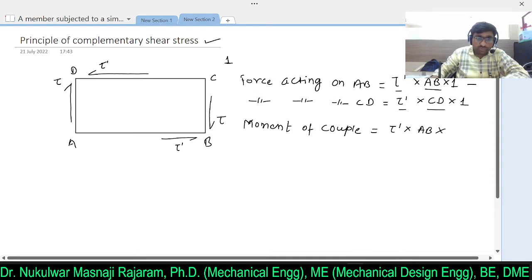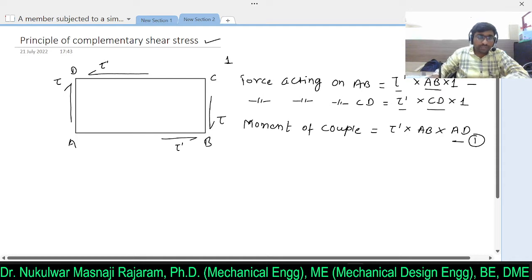Now how do we evaluate the couple? Distance between these two forces. So I will consider the distance between these two forces, which are acting on AB and CD, that is AD. So here I will consider AD. Clear? So here I will name this equation as equation number 1.